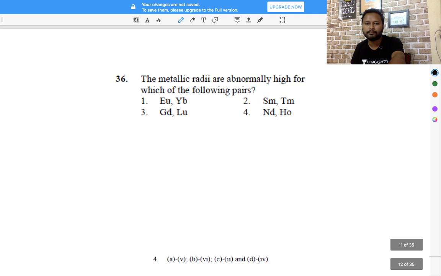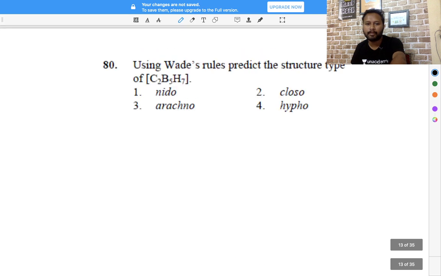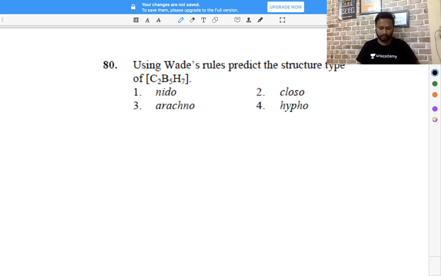Okay, fine, we'll do this question then. It says using Wade's rule, predict the structure type of C2B5H7. I hope by now you all know how to solve this kind of question. It's very important, very easy and very scoring to find out the structure of carboranes. These are called carboranes. What kind of carborane is it? You all can do it, right? So try it. Tell me what will be the answer.